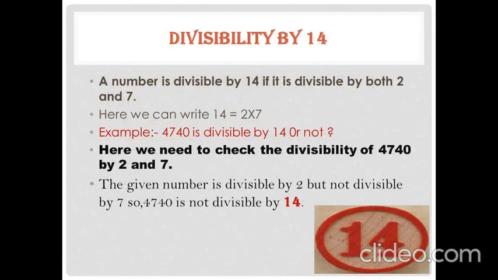To check whether a number is divisible by 14 or not, we need to check the factors of 14. These are 2 and 7, because we can write 14 as 2 into 7. Here I took an example, 4740, again the same number, whether it is divisible by 14 or not. We need to check it by the divisibility of 2 and 7. For 2 we can easily find that on one's place there is 0, so this number is divisible by 2. But it is not divisible by 7.